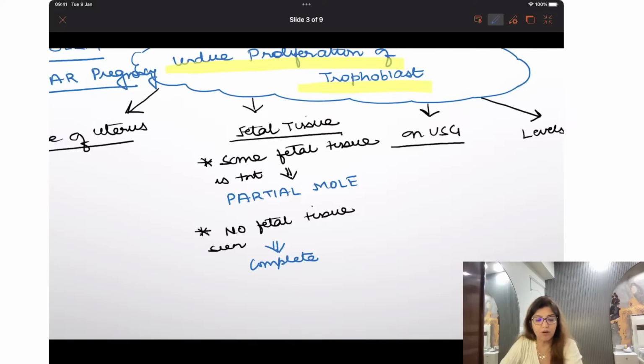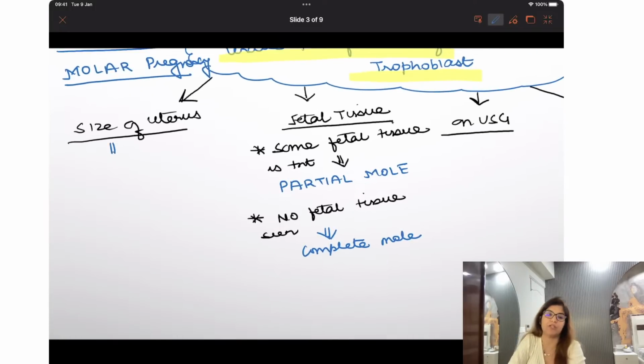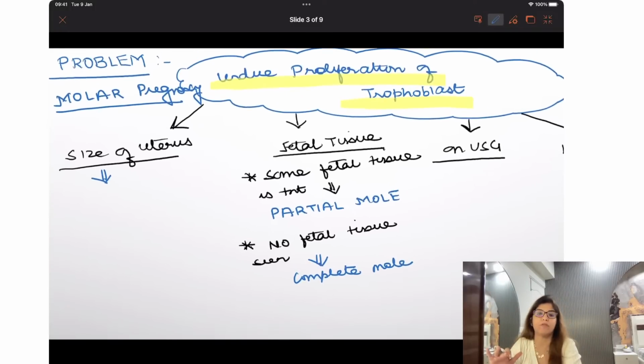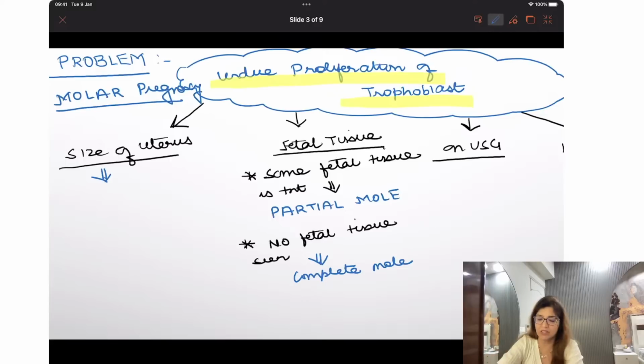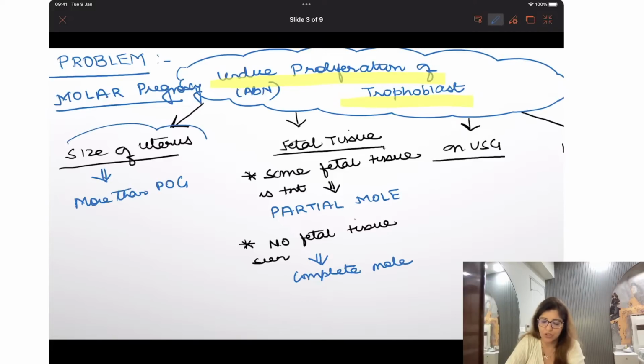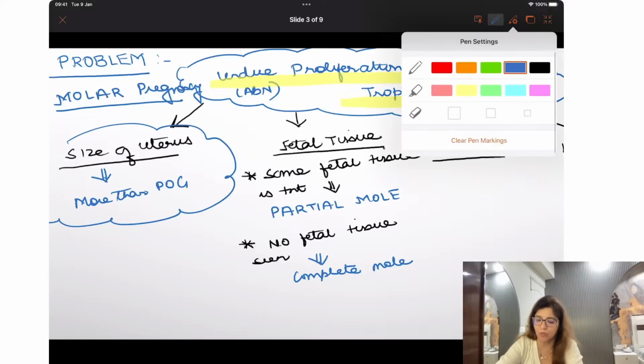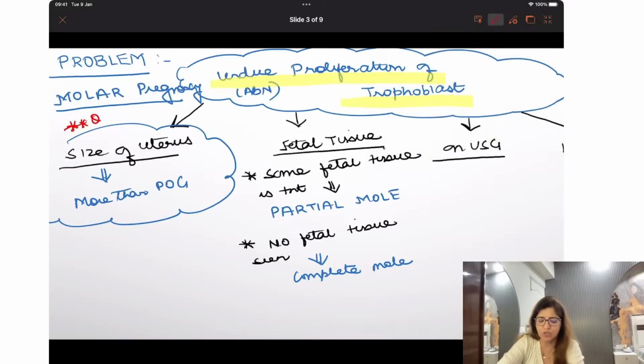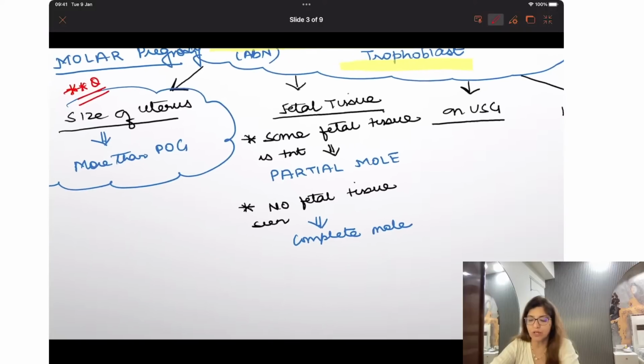Right? Now, because trophoblast is madly proliferating, there is abnormal, undue proliferation of trophoblast. Instead of undue, you can also write it as abnormal proliferation of trophoblast. So the size of the uterus is more than the period of gestation. This is very very important. Whenever you get a question, in the question the height of the uterus will always be more than the period of gestation.